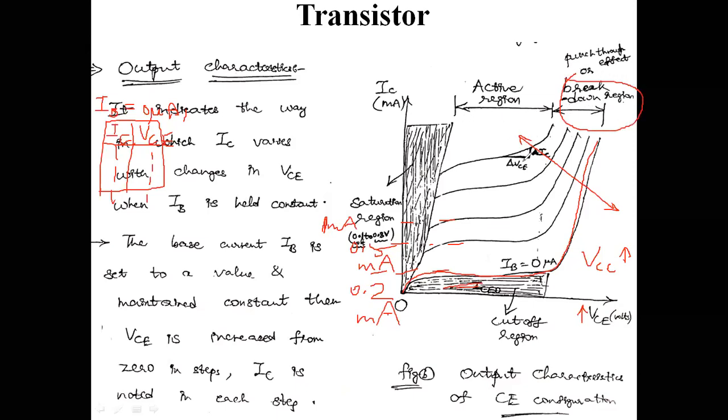Up to here it is constant. The region where it is constant is the active region. Below this, IB equal to 0 microamperes, is the cutoff region.